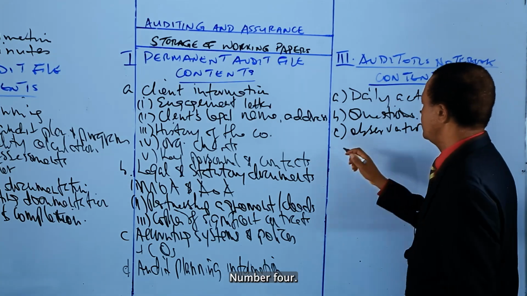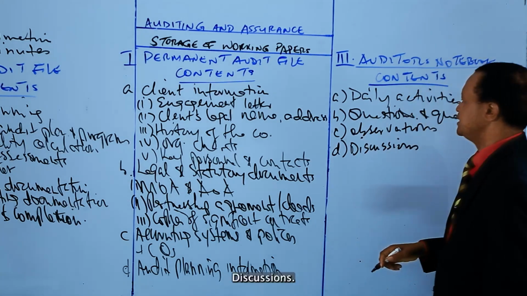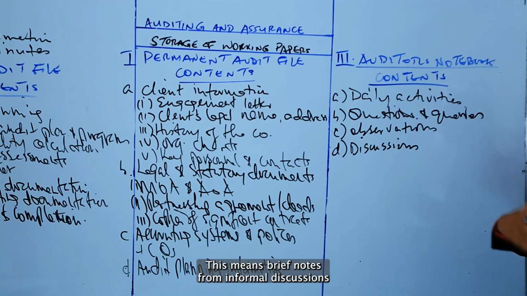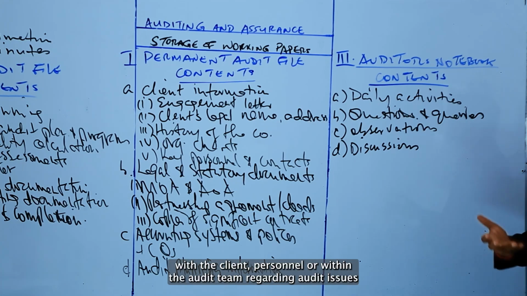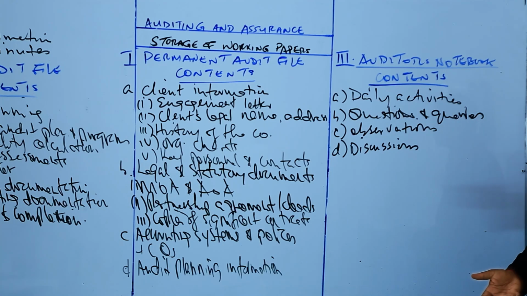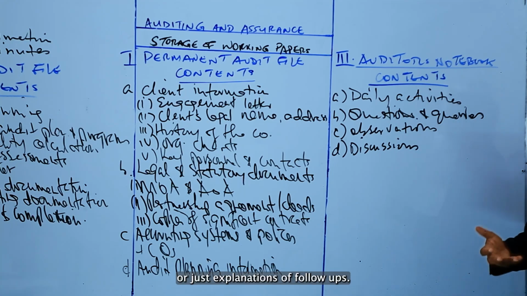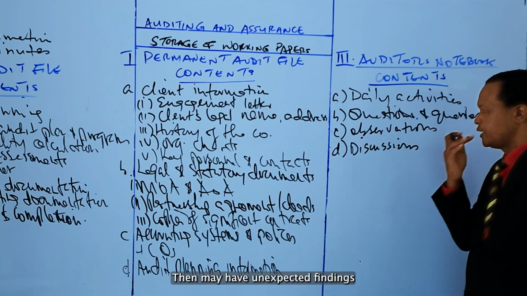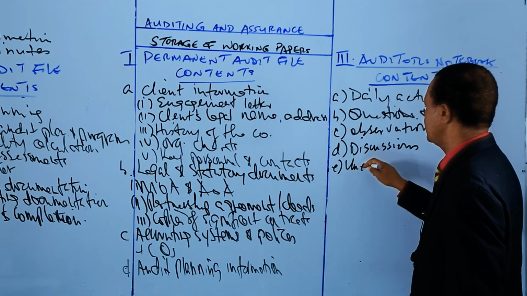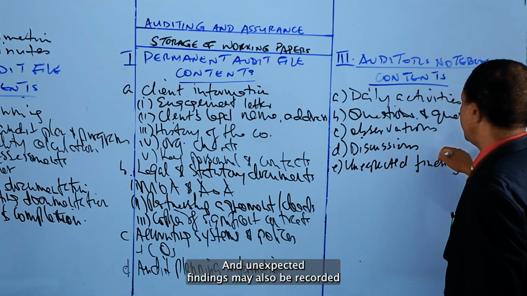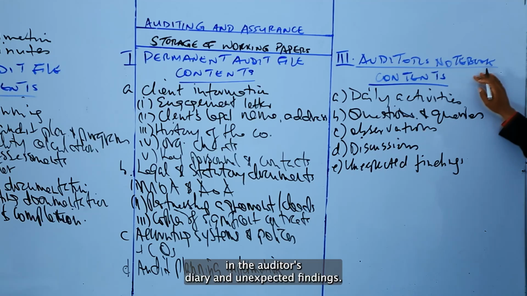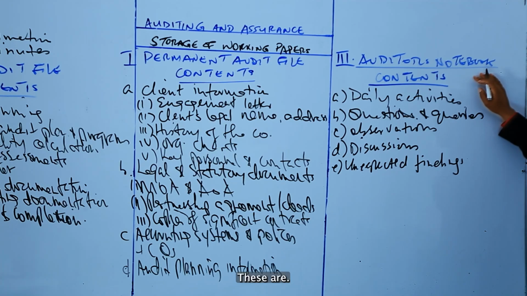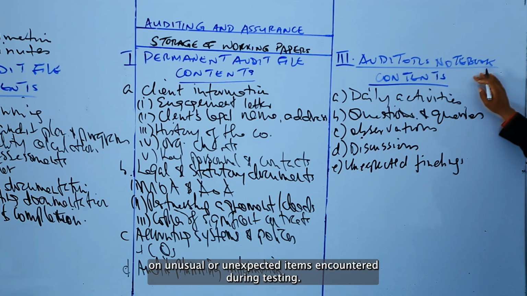Number 4, discussions. This means brief notes from informal discussions with the client personnel or within the audit team regarding audit issues, or just explanations or follow-ups. Then we may have unexpected findings. And unexpected findings may also be recorded in the auditor's diary. This could be initial notes on unusual or unexpected items encountered during testing.